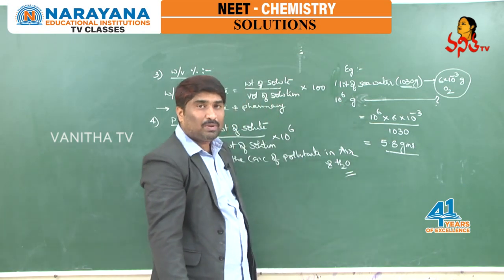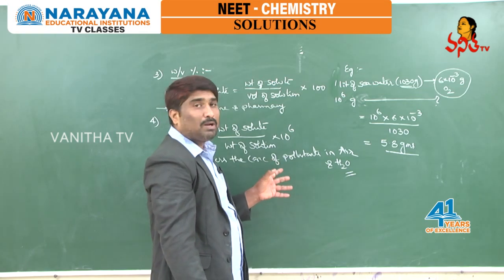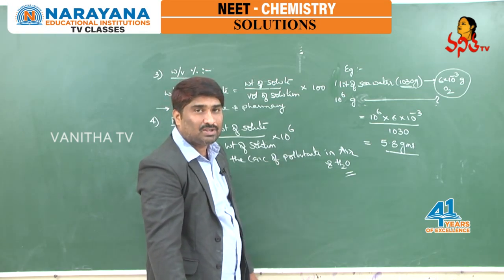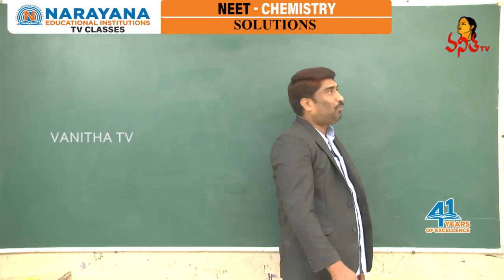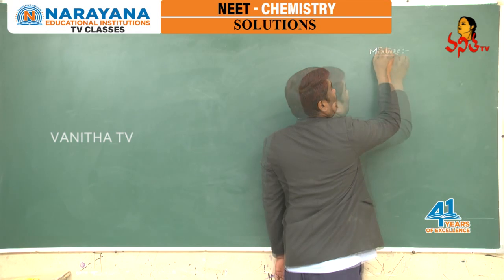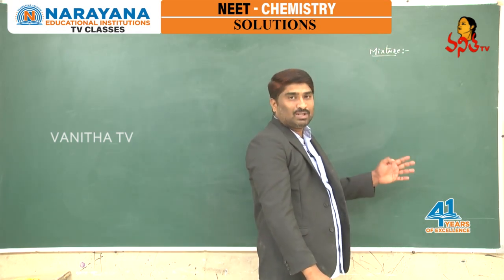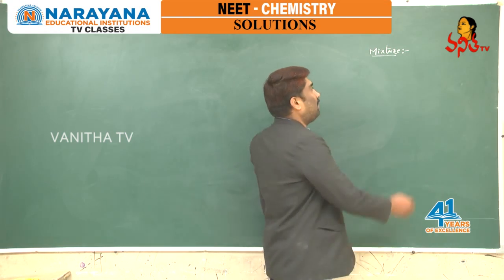If the solute is present in very small quantities, in such a case, parts per million is the best method to express the concentration of a solution. So before going to the introduction, first we have to define a mixture. If two or more chemically non-reacting substances are mixed, a mixture is formed.